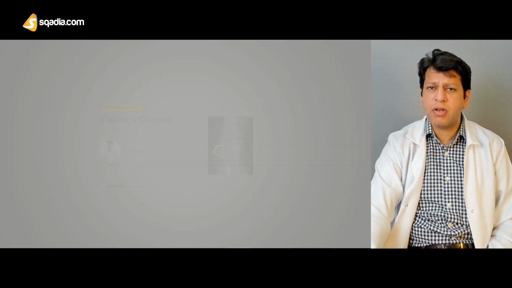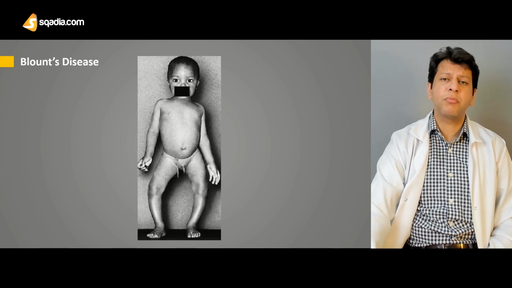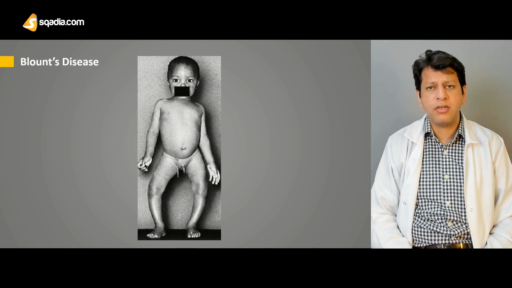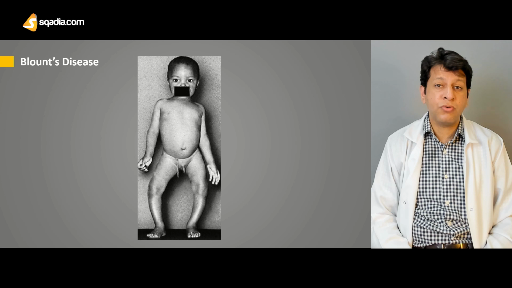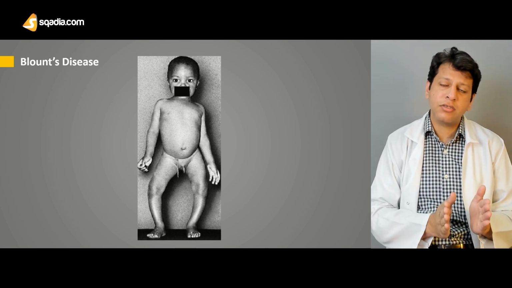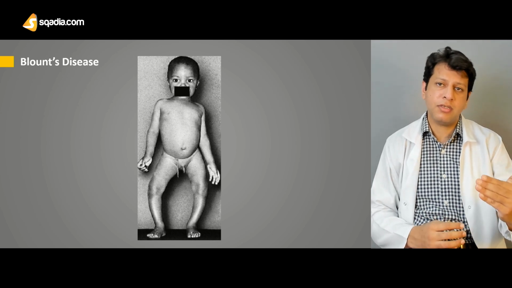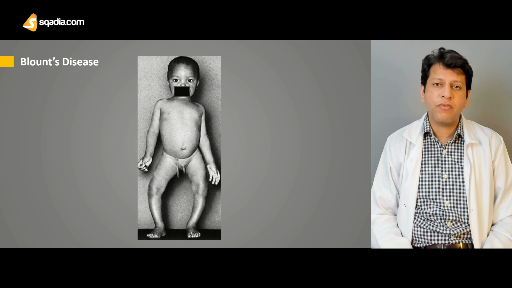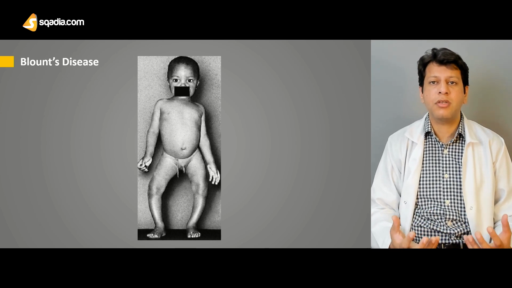What happens in Blount's disease? The problem could be unilateral or bilateral genu varum. A child of, let's say, 3 years of age comes to you with bowed legs. Now, physiologically, the genu varum peaks at the age of 3 to 4 years. So if a child of, let's say, 3 years comes to you with bowed legs, this means there is some pathological process going on.